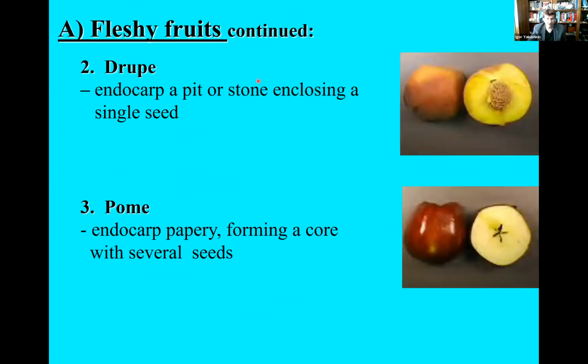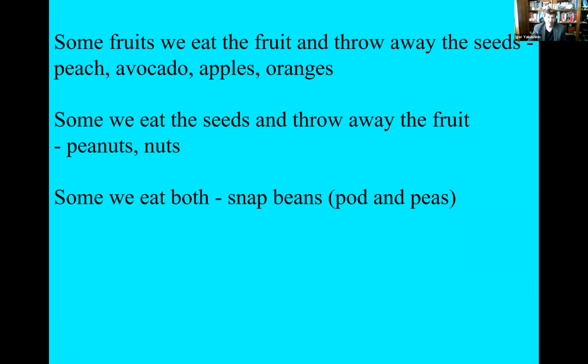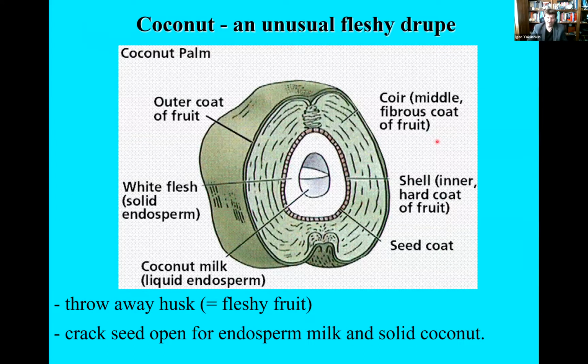Drupes, again, fleshy, one seed. You see one seed, it's automatically fleshy. You see one seed, it's automatically simple. All you need to figure out is, is it the fleshy one or is it the dry one? Coconut is an unusual drupe. That particular husk of the coconut is the actual fruit. We're going for the seed itself.